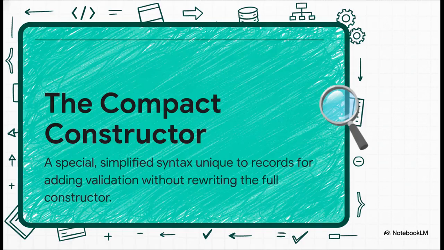And records have this really elegant solution for exactly this problem. It's called a compact constructor. It's a special syntax. You just write a constructor, but with no parentheses, no parameter list. Inside that block, you can put all your validation logic. The compiler is smart enough to take your code and stick it inside the real constructor for you. It saves you from having to write out all the parameters and assignments again. It's a brilliant little shortcut.